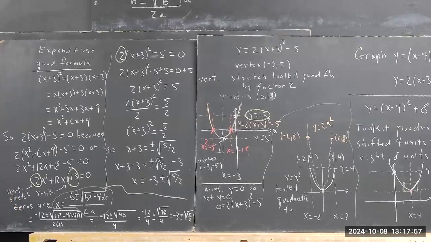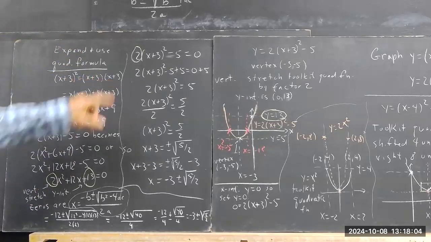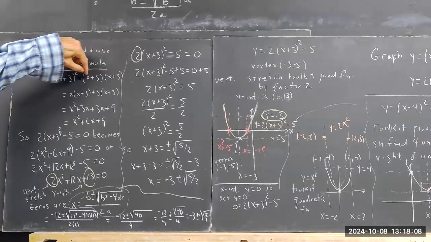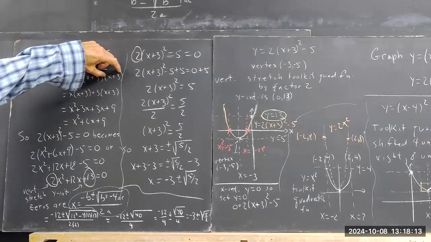I have this whole board. You can see what I'm pointing at. Okay. X plus 3 times x plus 3 by the distributive law. You multiply this x by the x plus 3. You multiply the 3 by the x plus 3.